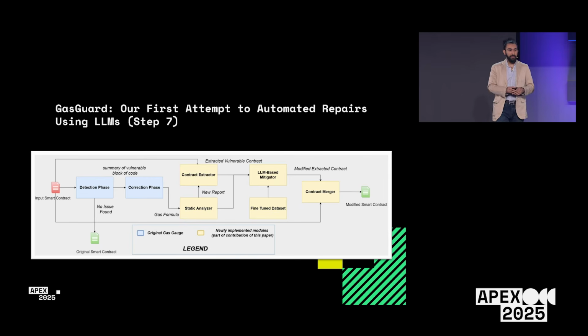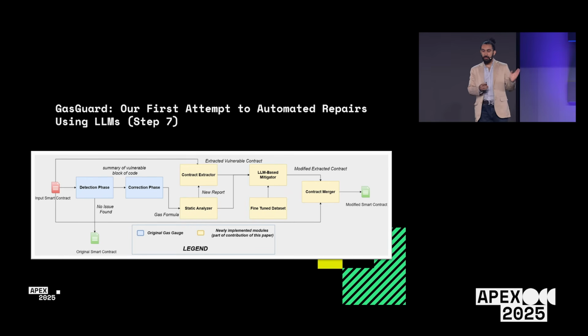So GasGuard is our first attempt to automate the process of repair. The way it works is that it takes the output of GasGauge, and passes it to another static analysis tool, and this static analyzer tries to summarize the contract, the loop, and the variables affecting that loop, because the input tokens that you provide to the LLMs are very limited, and sometimes you cannot input the entire contract to the LLM. So we wanted to just summarize and provide the information needed for the LLM to provide the fix.